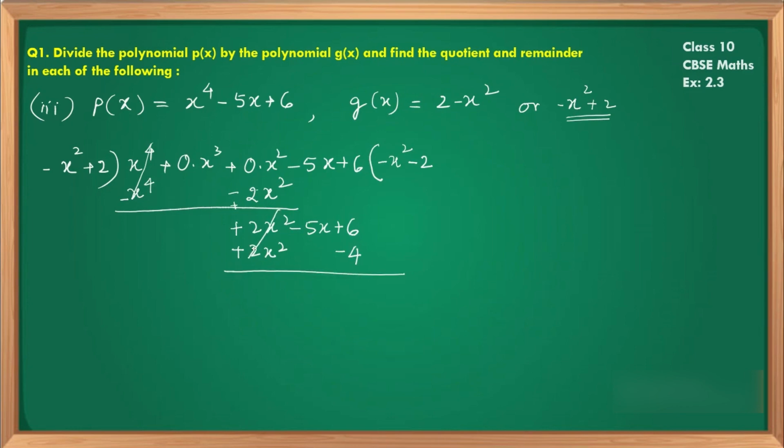Right? Now this gets cancelled. Write down minus 5x below, and this becomes plus, therefore this has to be added. 6 and 4 is equal to 10. Now this is the remainder and this is the quotient. Write down that Q is for the quotient, minus x square minus 2, and R, that is the remainder, which is minus 5x plus 10. This is our answer. Now we have completed question number 1 of exercise 2.3. We move on to question number 2 in the next video.